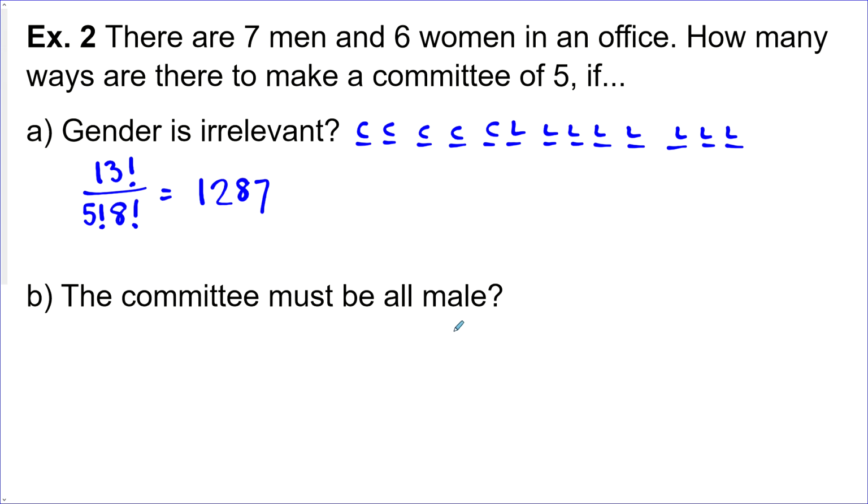Now, what if the committee must all be men? Well, you might think this is sexist, but maybe it's a committee about how to keep the men's washroom clean. So we have 7 men, and we're going to want 5 of them on the committee, and we're going to leave 2 of them out, and that will give us 21 ways to do that.